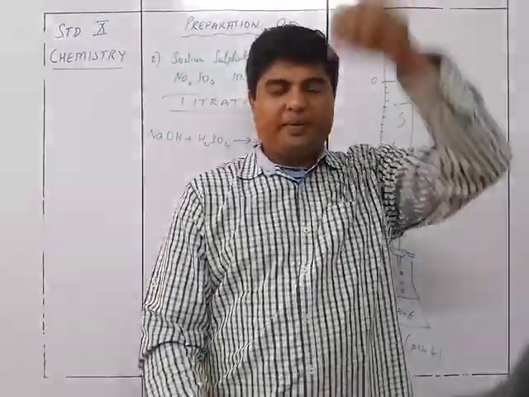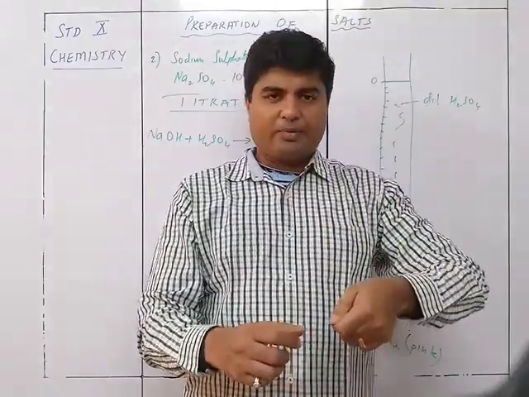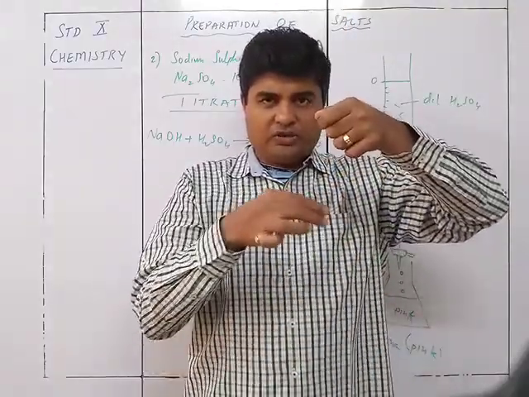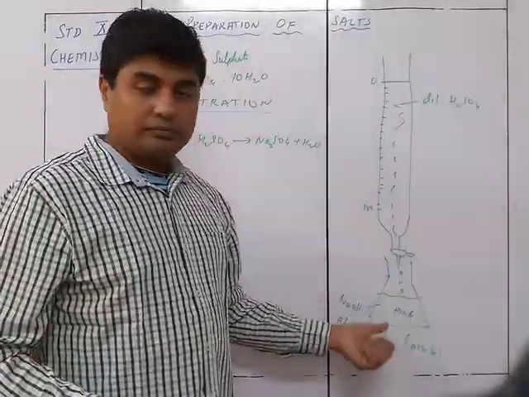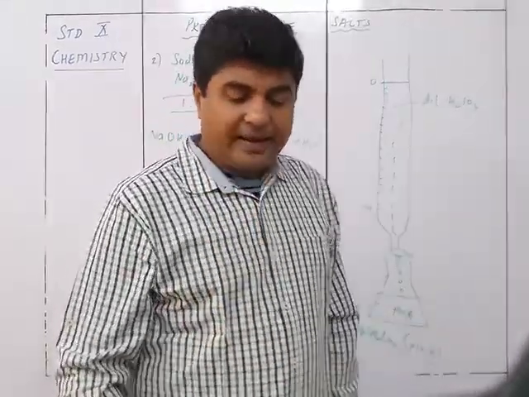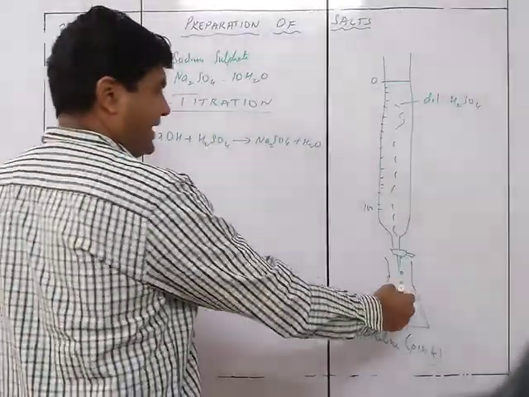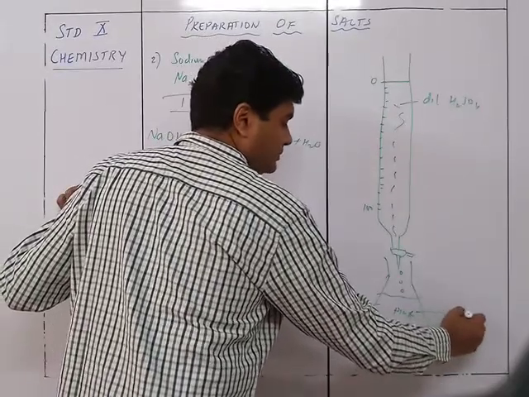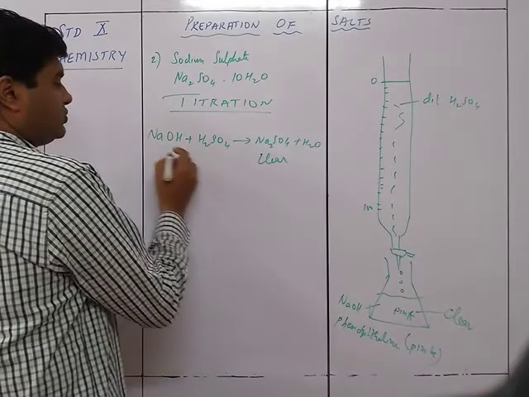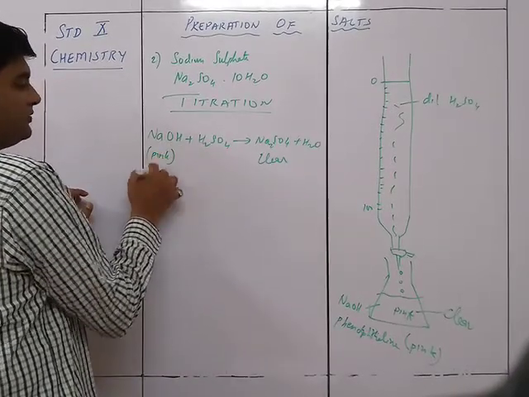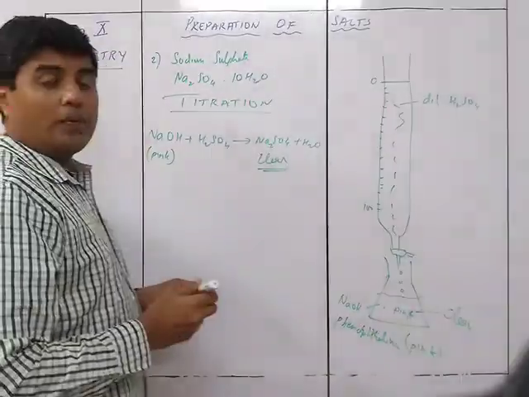So you open the tap of the burette and you keep on stirring, like this, so that you get the required mixture. Now, as soon as this turns clear, okay, this is clear in color. Initially this was pink because of the phenolphthalein. When it turns clear, it means that it has formed salt plus water.